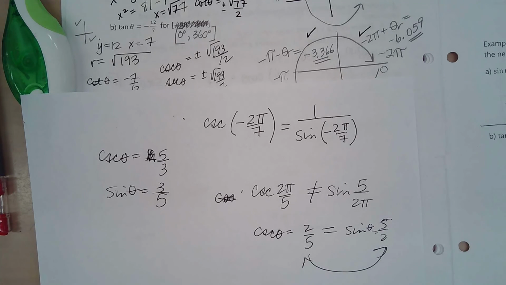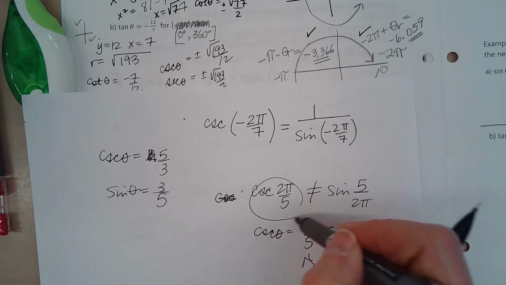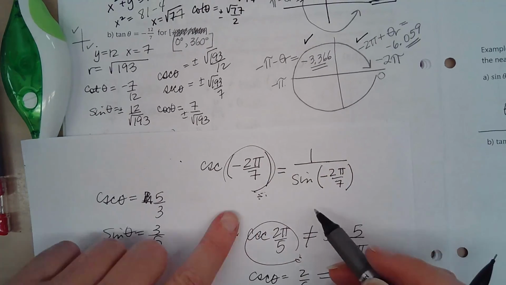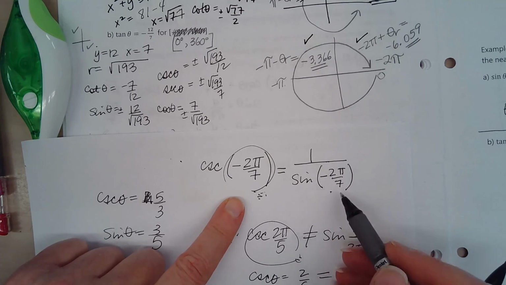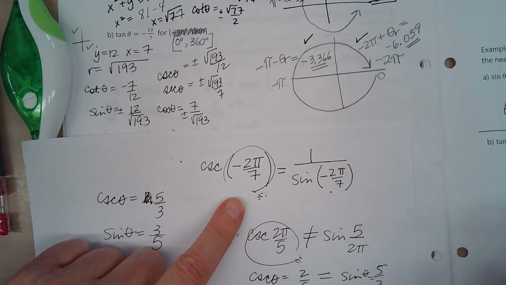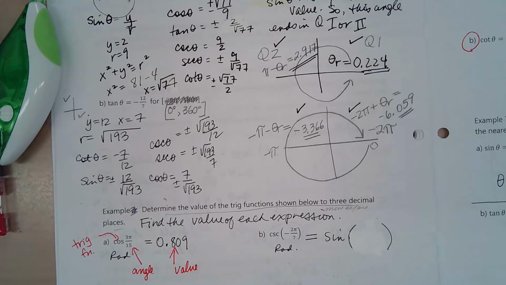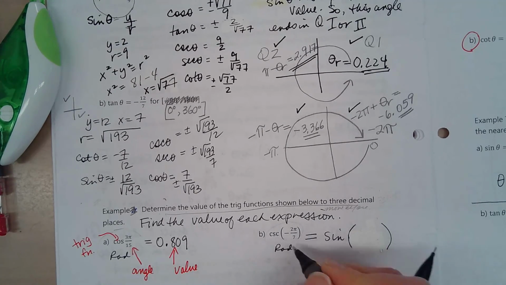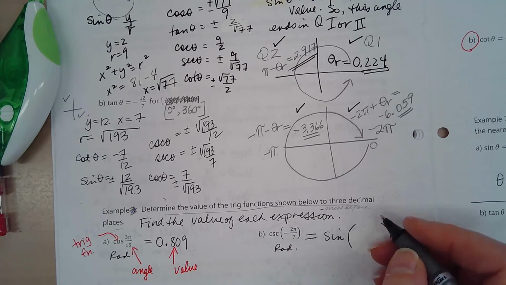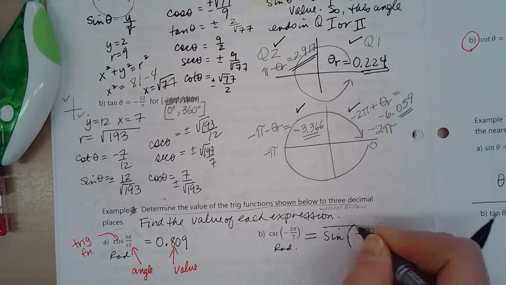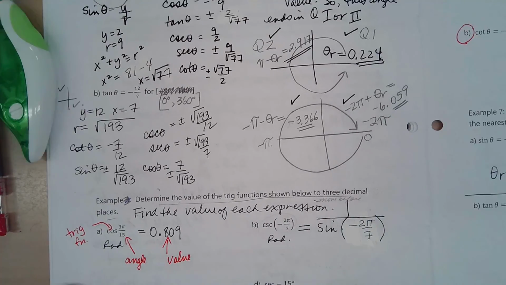See what you were doing? You were flipping. We're interested in this 2 pi on 5 or the 2/7 pi. That's what we're interested in. We want sine of 2/7 pi. We don't want sine of the reciprocal angle. We want the angle measure. So whatever value this is, it's going to be equal to 1 over sine of that.